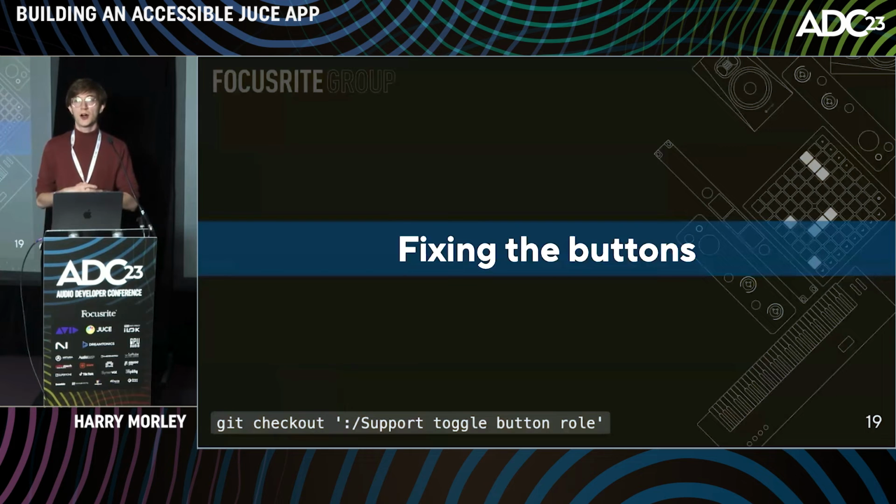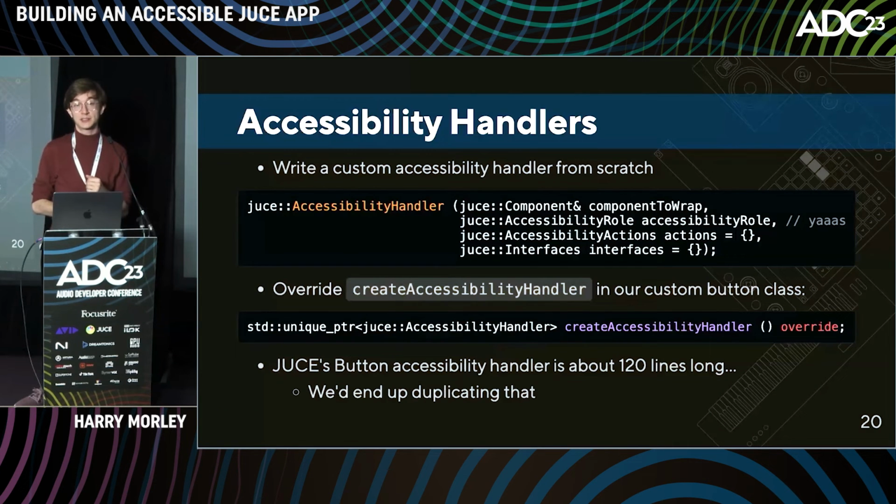So, onto the buttons. Let's make them announced as toggle buttons so it's clear that they can be toggled. To do that, we need to use an accessibility handler. The problem that we've got is I decided to use the Juce text button because I just wanted a quick way to make a text button with a little border around it. The stock Juce text button always announces as just being a button. Probably some reasons for that. Maybe text buttons are meant for single fire actions.